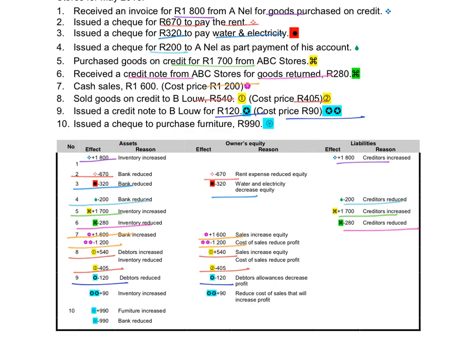The inventory was returned, so my inventory increased, so it will increase my assets. The cost of sales is now reduced because we didn't sell it, so it can't form part of the cost of goods already sold. If we decrease the expense, the profits increase, so equity will increase.